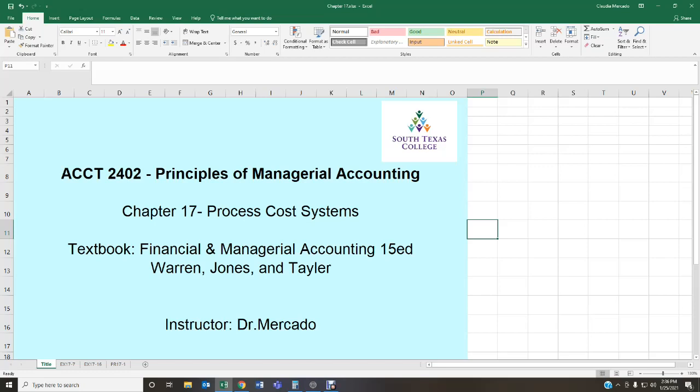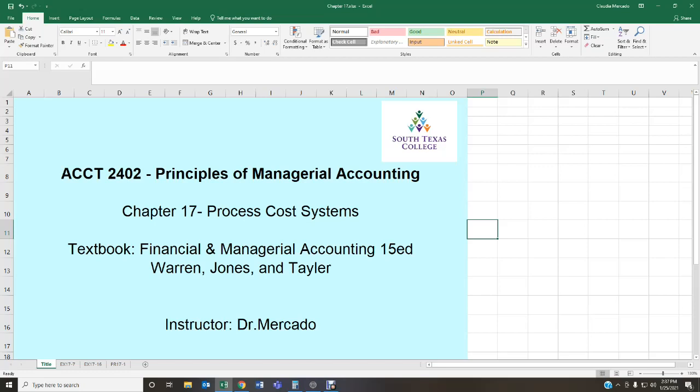So a cost of production report basically summarizes the production and cost data for each department. The cost of production report is prepared by determining the units to be assigned cost, by computing the equivalent units of production, and determining the cost per equivalent unit, and allocating cost to units transferred out and partially completed units.